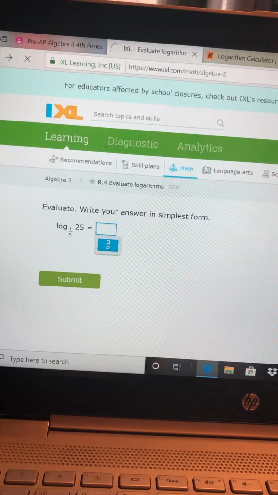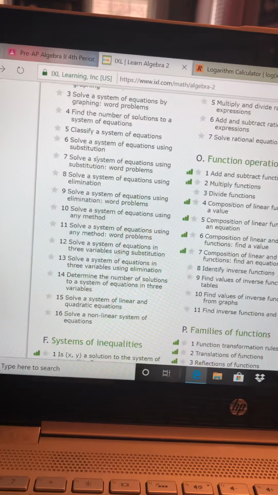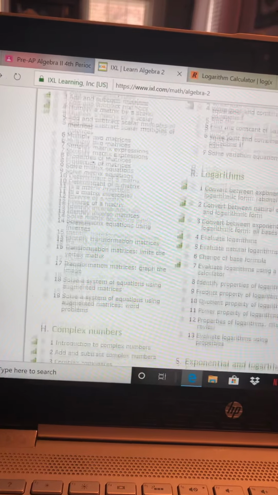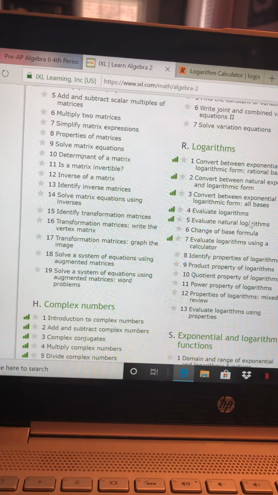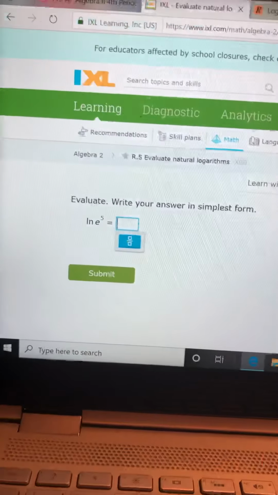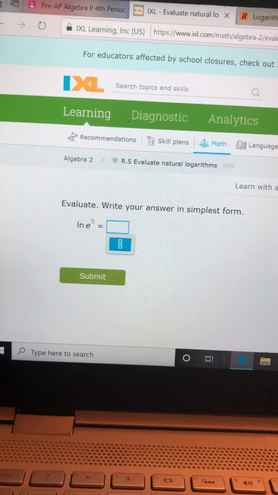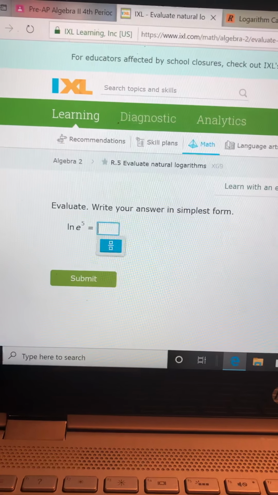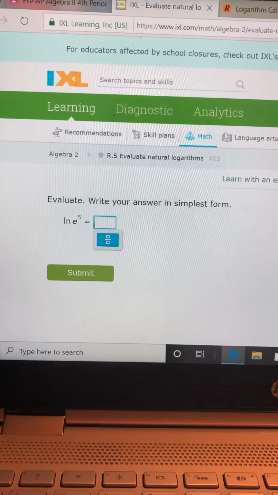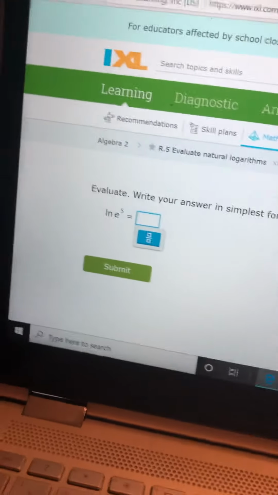Alright, and then finally we're going to go to the last section here. I've done 1, 2, 3, and 4. This last one's evaluate natural logarithms. Again, you can do this one on your calculator. There is an e button on your calculator. I don't have it in front of me, so I can't tell you exactly where it is, but it is on there. I'm going to have to use my little old calculator here.